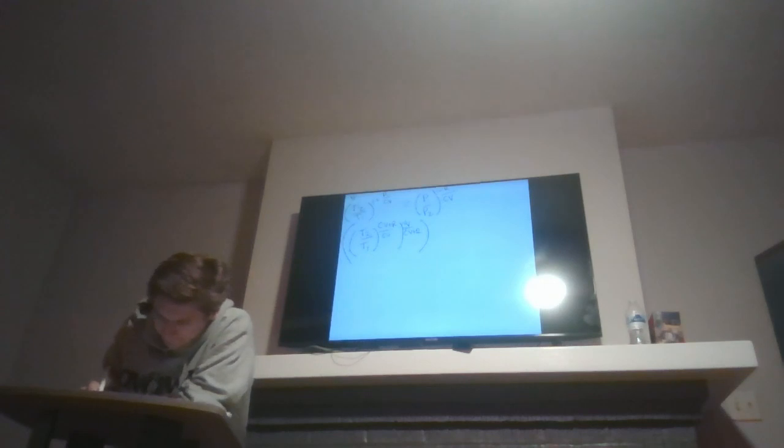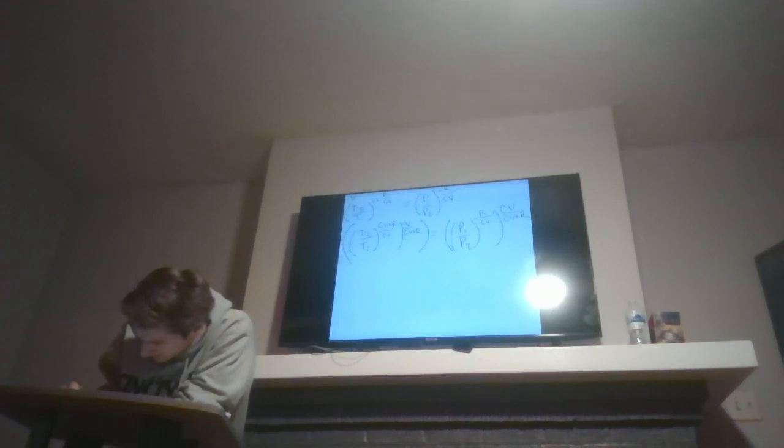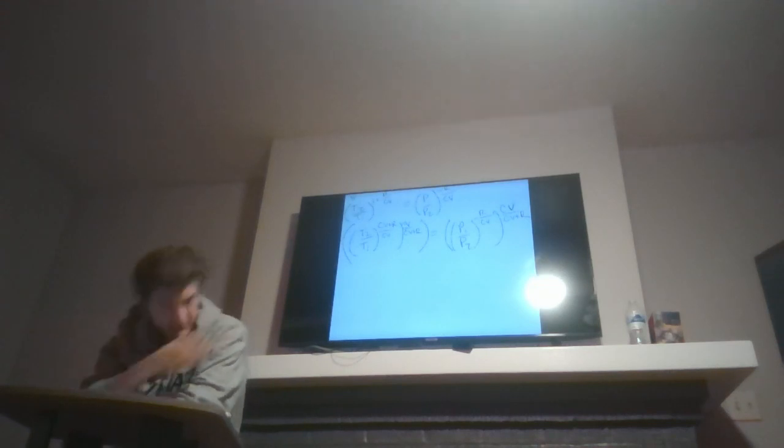Alright. And then that is going to be equal to a couple of parentheses, P1 over P2 to the power R over CV, and then CV over CV plus R. That one looks kind of like an E, so I'm going to erase that. Make it look like a C. There we go. Alright. Sorry.